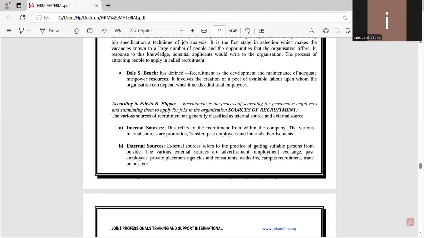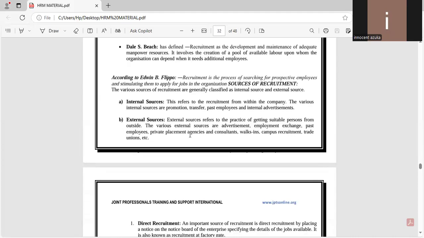So we have different sources of recruitment. We have internal recruitment and external recruitment. Internal recruitment refers to recruitment from within the organization, recruitment within the company. Various internal recruitment sources are promotion, transfer, past employees, and internal advertisements.